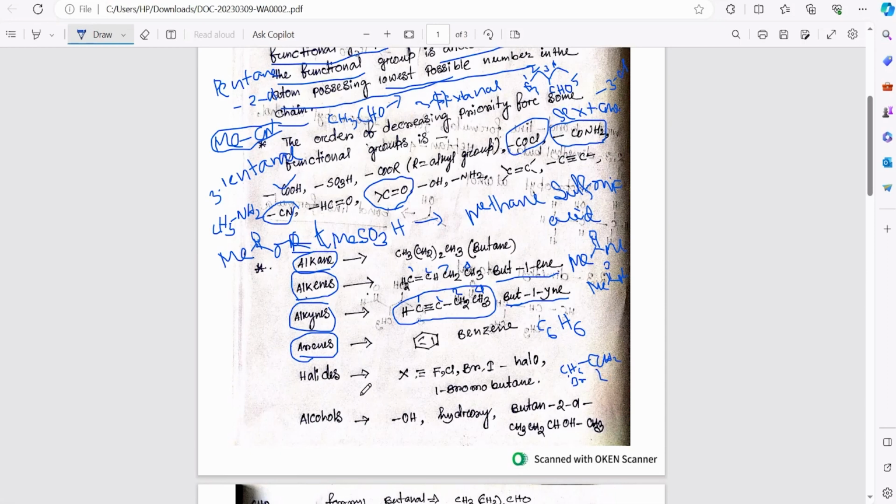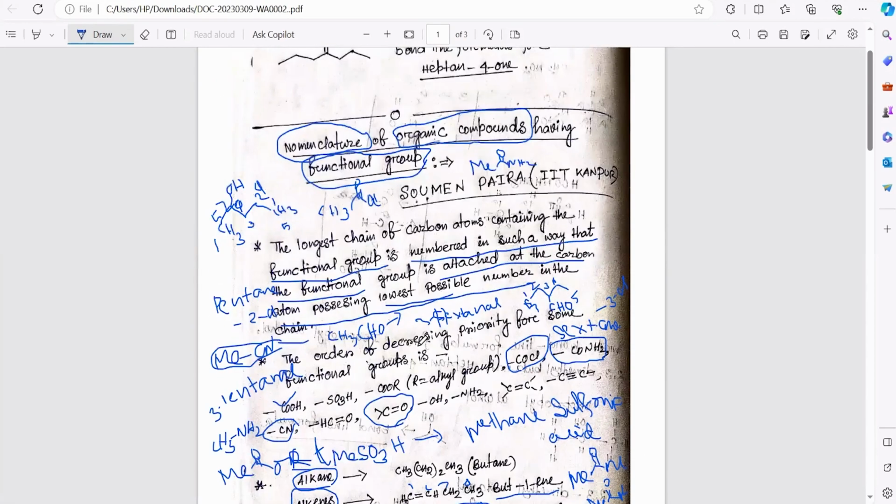And alcohols. What is an alcohol? I have already discussed alcohol. If you see in an organic molecule the OH group is present, then you can call it an alcohol. So 1, 2, 3, and this is 4. So that means butan-2-ol. Okay. Now we'll go to the next section.